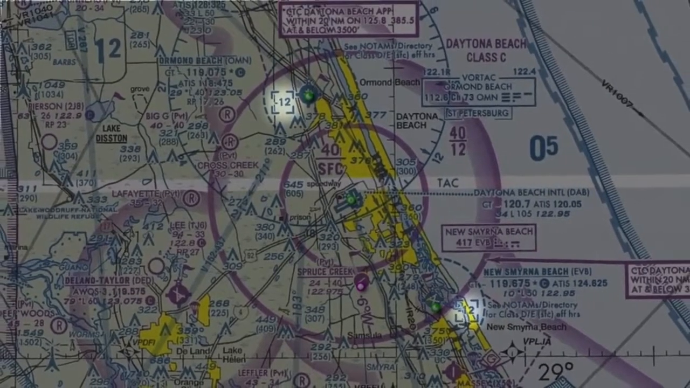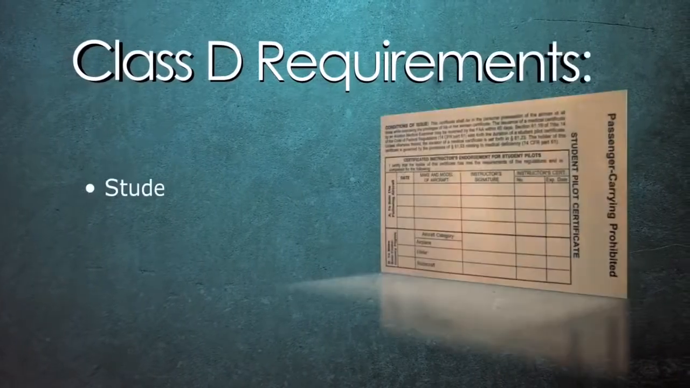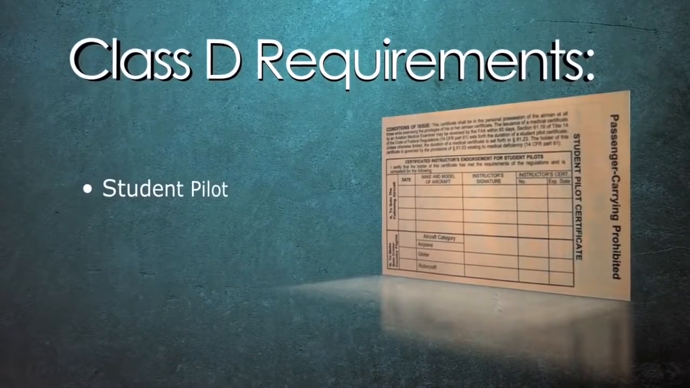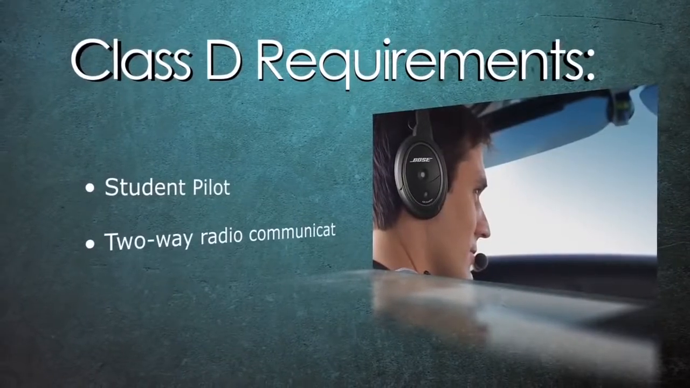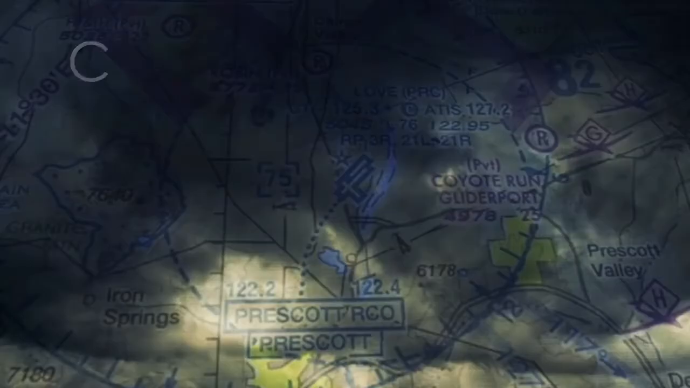The typical radius of the airspace is about 5 nautical miles, but can vary between 3 and 7 nautical miles. To operate in Class D, the pilot must be at least a student pilot, and two-way radio communications must be established with the tower.